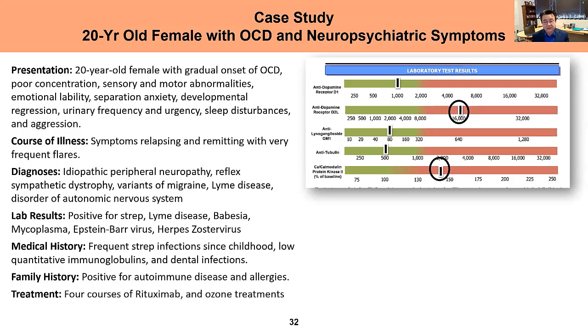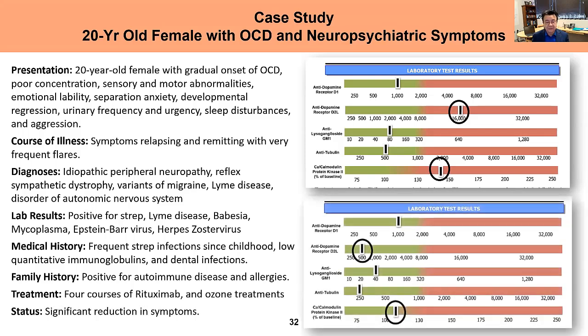So this one was a challenging case because it required the treatment of rituximab, which will remove basically the majority of all the B cells. And once that was done, she had a significant reduction in all of her symptoms. In fact, you can see the dopamine D2 returned to baseline, the calmodulin CaM kinase returned also to baseline.